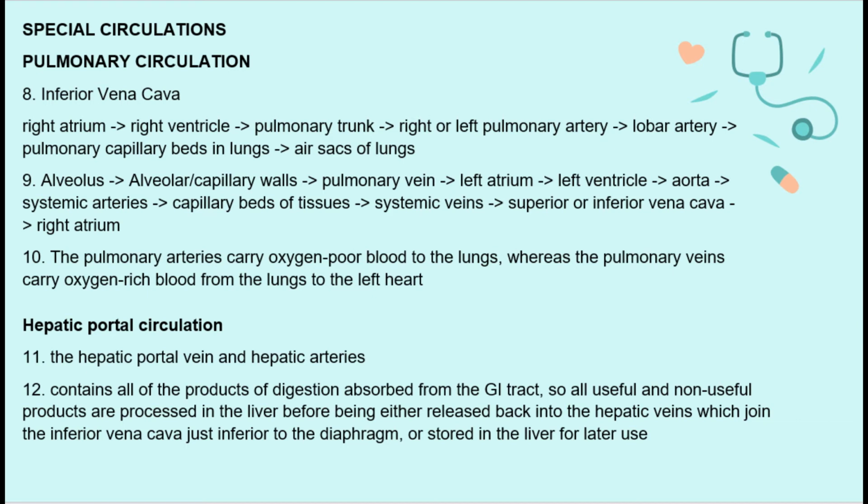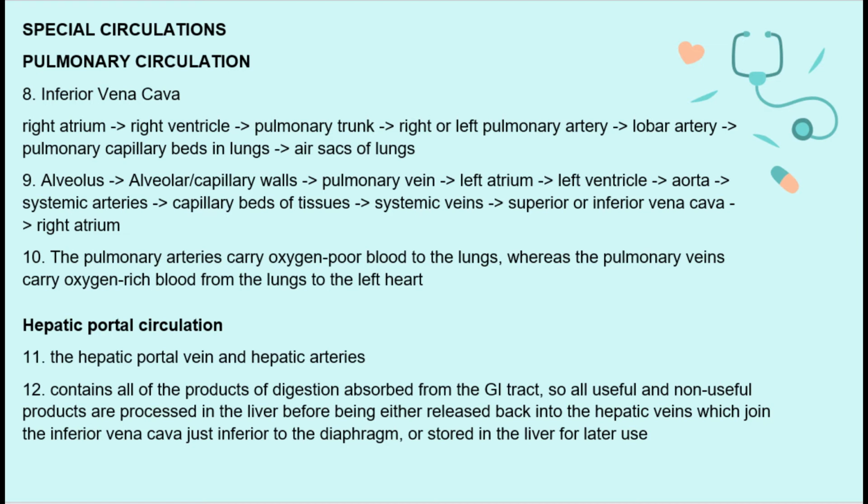So, the first is inferior vena cava. The first is right atrium. Next is right ventricle. Next, pulmonary trunk. Next, right or left pulmonary artery. Next is lobar artery. Next is pulmonary capillary beds in lungs. And next is air sacs of lungs.